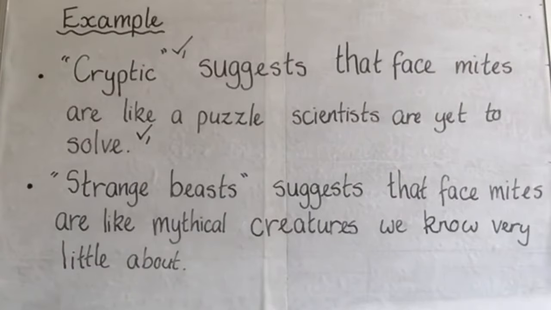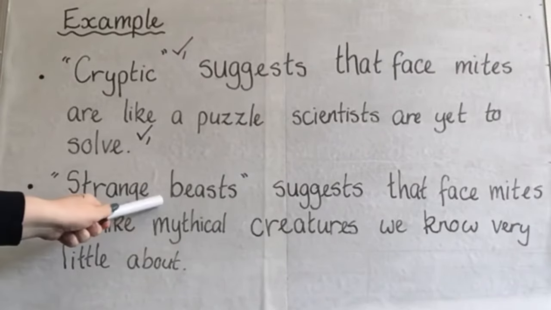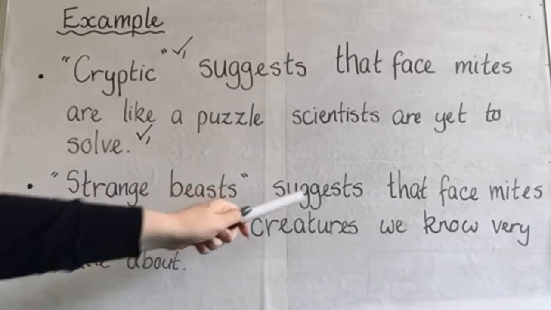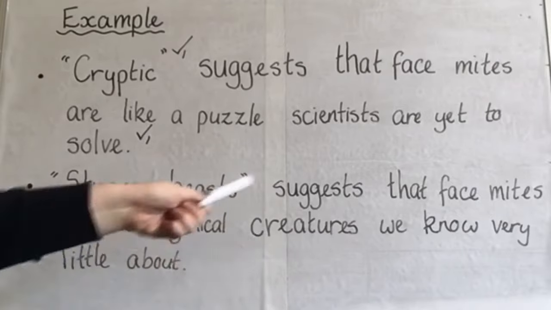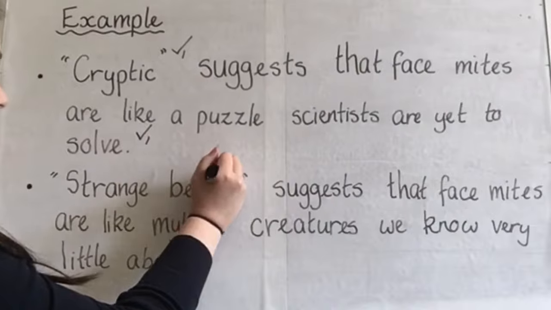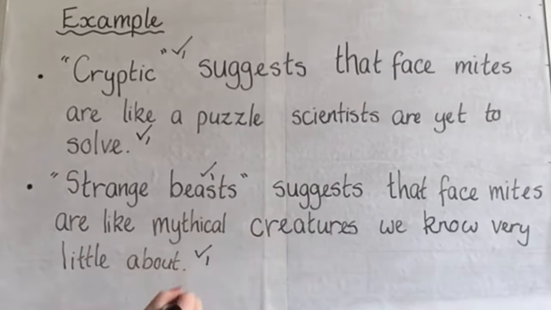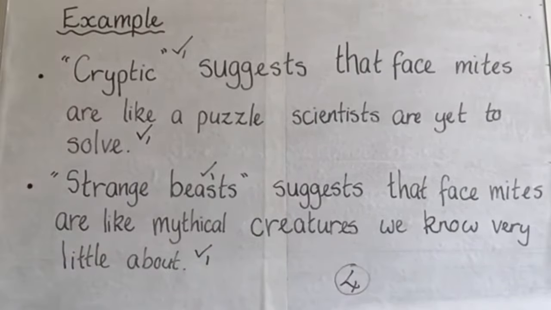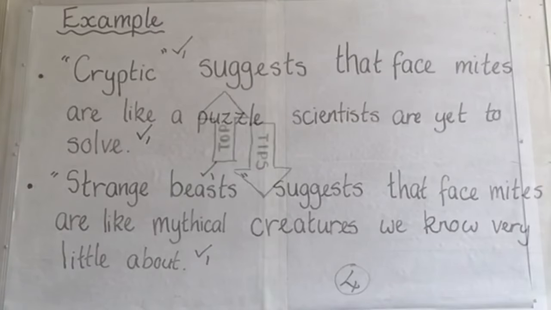So I've put: strange beasts suggest that face mites are like mythical creatures we know very little about. So we get 1 mark for strange beasts, 1 mark for the idea that they're like mythical creatures, and that's 4 marks in total. So that's how you would get your marks for that question. Remember to check how many examples of word choice it is looking for in the answer.